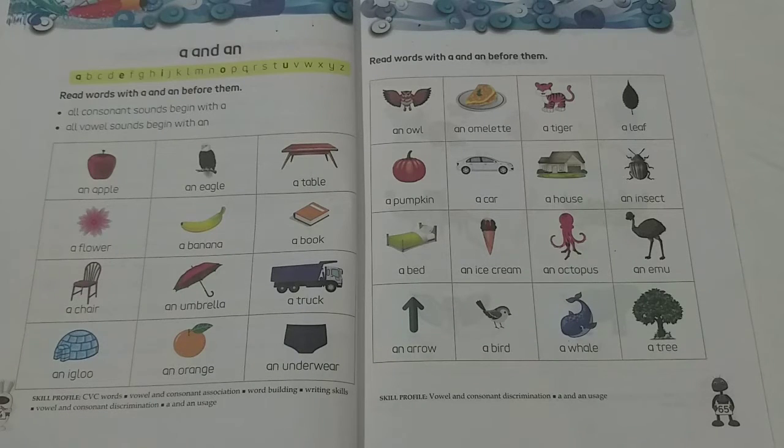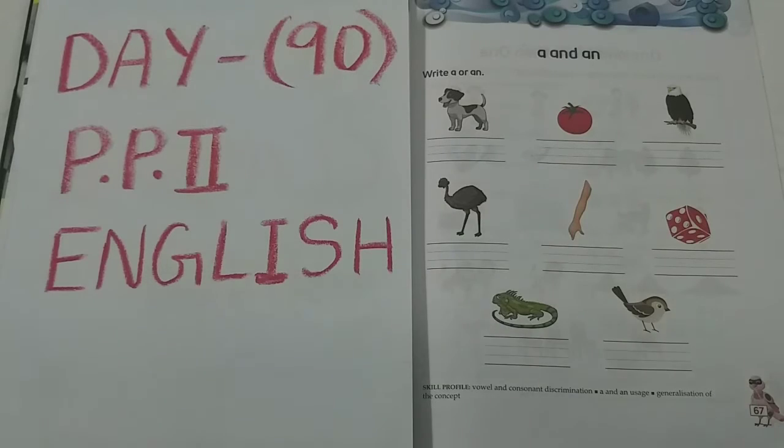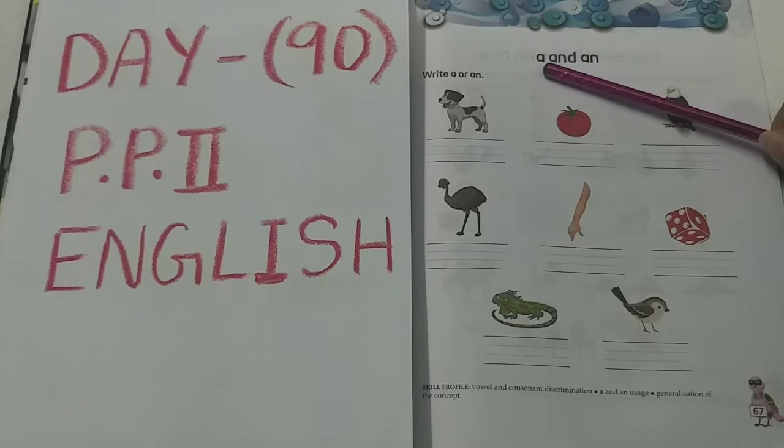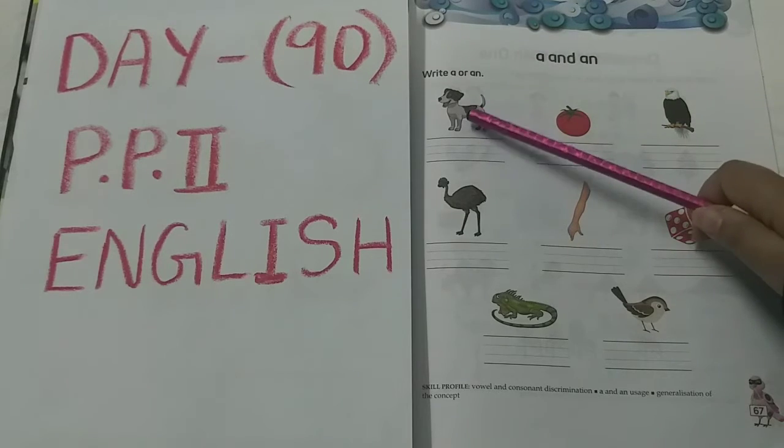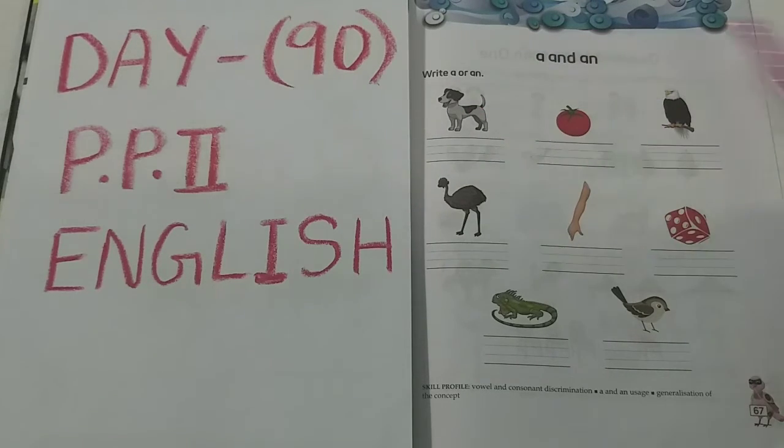Okay children, these are the words we have learned. Let's do the activity. So ready children? Here you can see some pictures are written over here. So we have to write in this blank whether a will come or an will come. So ready children? What is this? Let's see what the pictures are, then we will write.